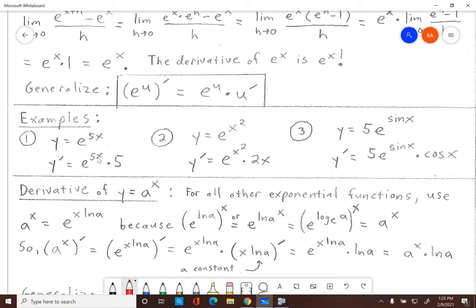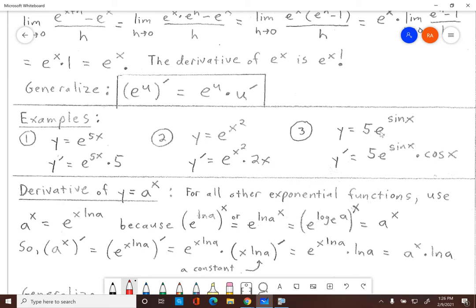So here's y equals e to the 5x. The derivative of e to the 5x is itself times the derivative of the exponent. The derivative of 5x is just 5. For this one here, e to the x squared, the derivative of e to the x squared is itself times the derivative of the exponent, 2x.